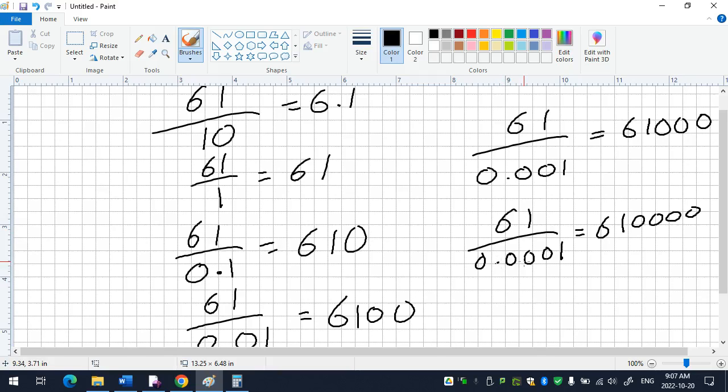Are you seeing the pattern? What's happening to the top? Is anything happening to the top? What's happening to the bottom? Hold on. What's happening to the bottom? Is it getting bigger or smaller? My bottom is getting smaller. What's happening to the final answer?